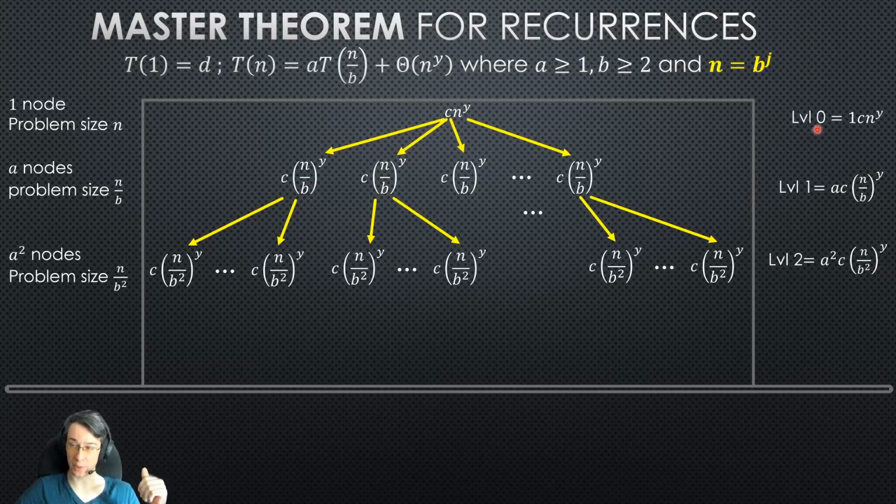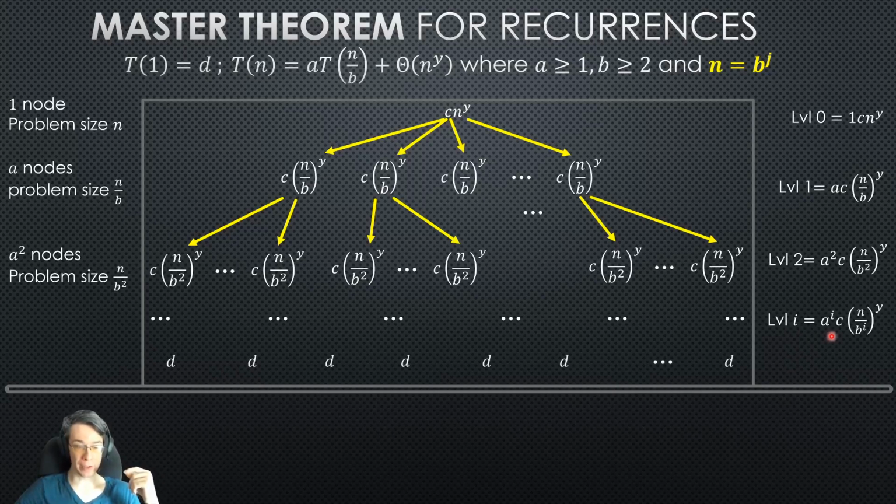So these were levels 0, 1, and 2. You can see what the pattern is going to be for a level i, greater than 2. It's going to be a to the i times c times n over b to the i all to the y, right? So we end up with our general expression for a level of this recursion tree that looks like this. And the number of nodes, of course, at that level is a to the i, and the problem size is n over b to the i at that level.